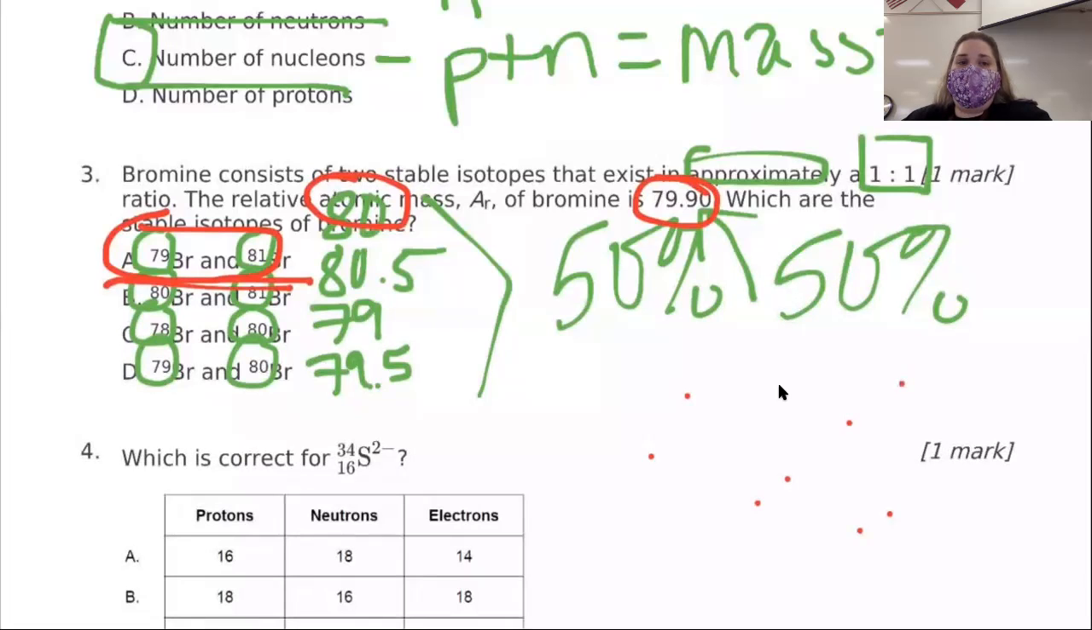Okay, so now y'all can see what I kind of wrote in red. So A is the answer, because again, the 79.9 is closest to the 80. Okay.